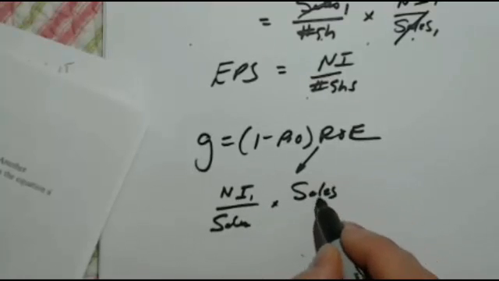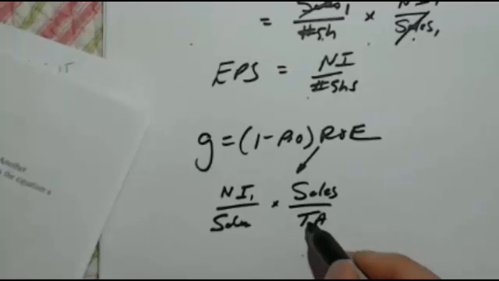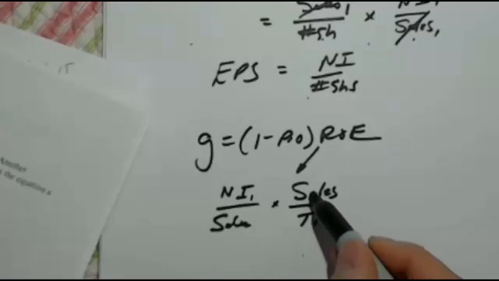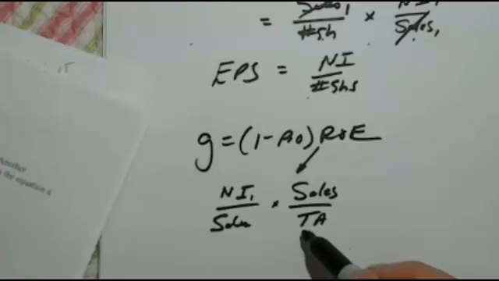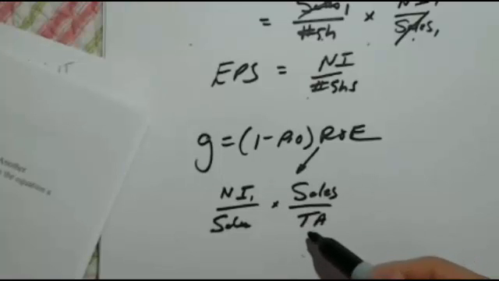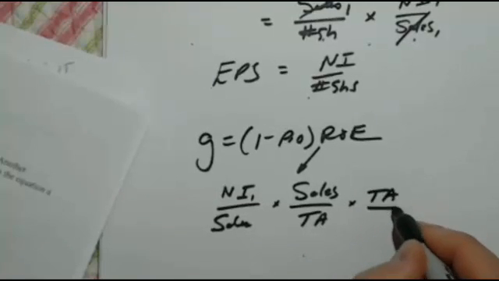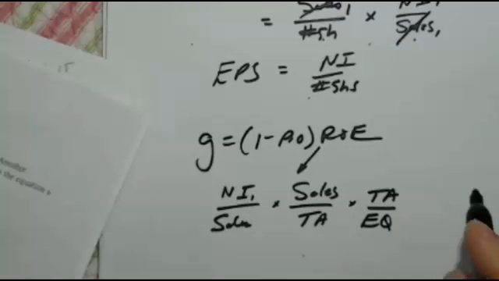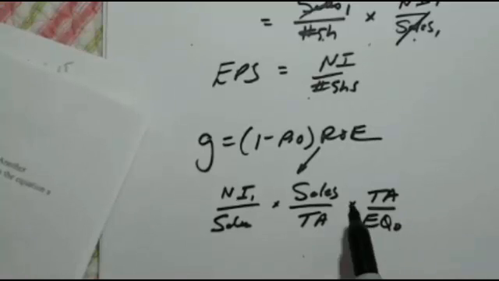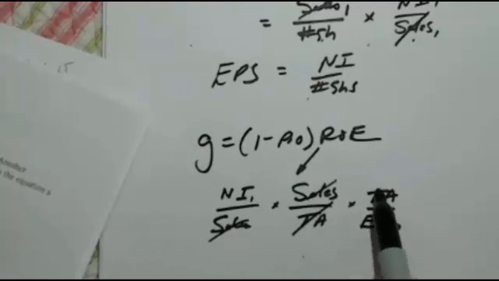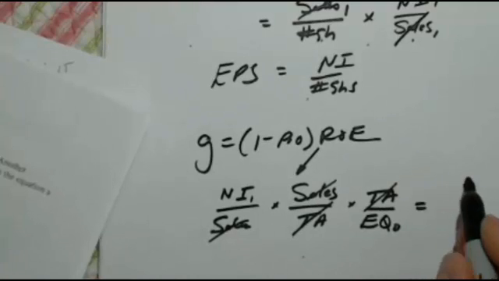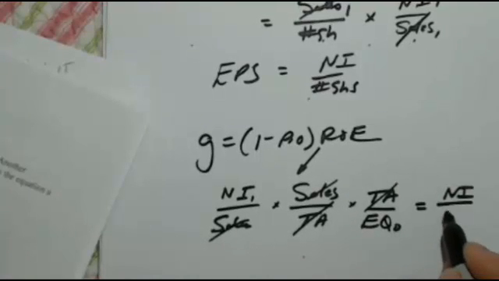And then sales divided by total assets. That's how much sales your total assets are generating. It's a measure of asset turnover. You want this number to be as high as possible. You want to have as few assets as possible to be really efficient, and you want to generate a lot of sales. And then you multiply this by a leverage factor, TA divided by equity. And so notice what happens: the sales cancel, total assets cancel, and you're left with net income divided by equity.